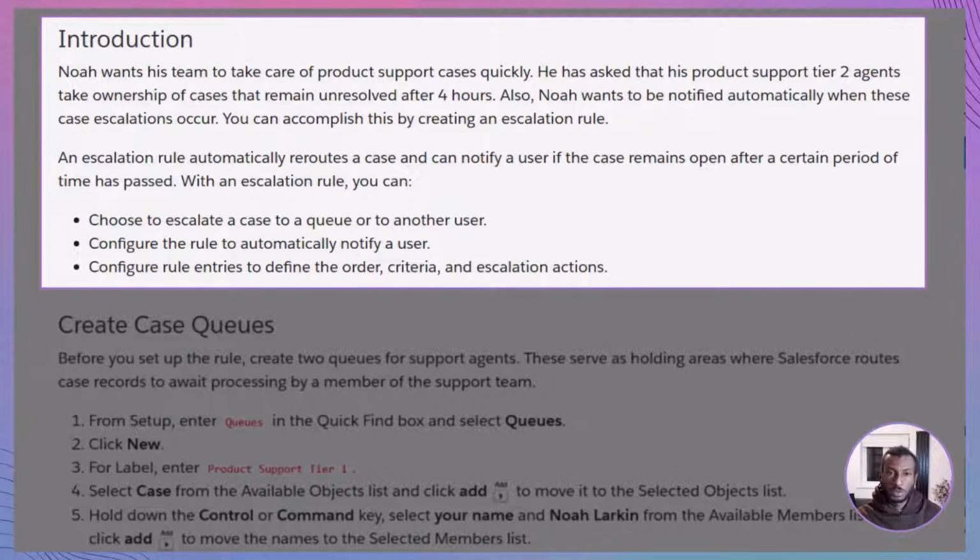His decree is simple. Tier 1 agents get 4 hours to solve a product case. After that, Tier 2 takes over, and Noah wants an immediate heads up. Think of an escalation rule as the traffic controller that makes this happen. If a case idles too long at the Tier 1 light, the rule flips the signal to green, reroutes it into the Tier 2 fast lane, and fires off email flares so everyone knows what's happening.